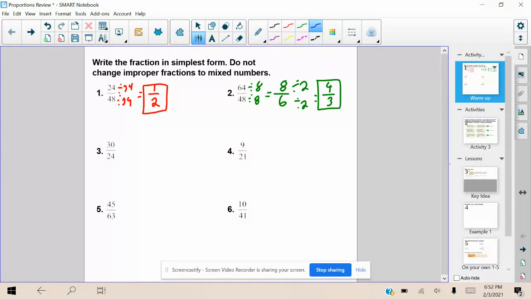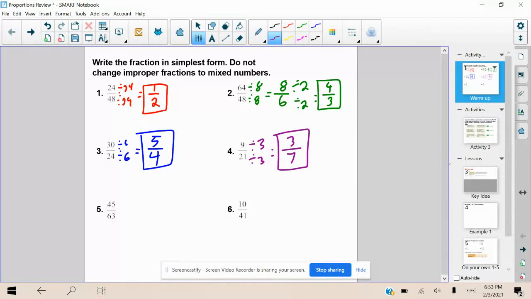Here we go. Number 3, we have 30 over 24. We could go off by 2 and just keep on going with that. But we want to see what is the biggest number that we can simplify with. And that's going to be 6. We can simplify by 6. 30 divided by 6 is 5. 24 divided by 6 is 4. All right, here we go. 9 over 21. We can simplify both by 3, and we get 3 over 7.